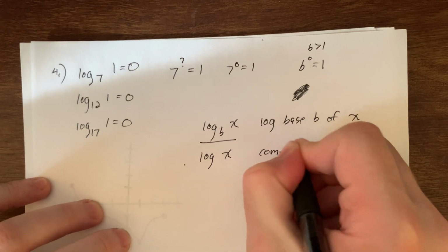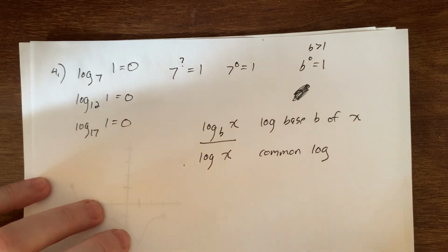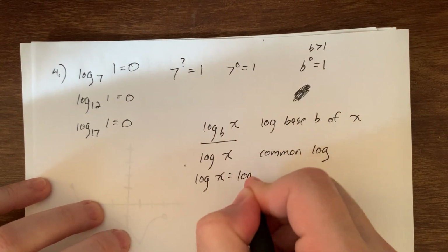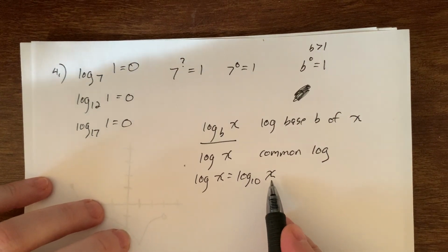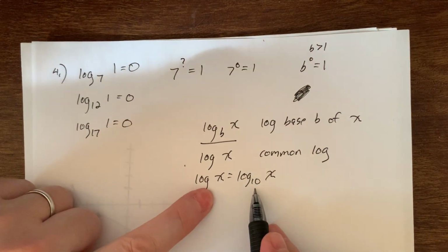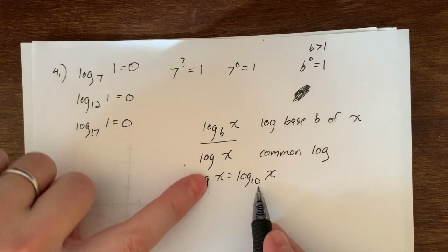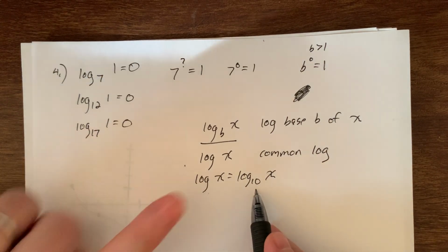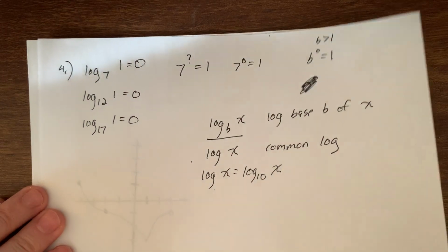This is referred to as the common log. And the common log, well, it's called the common log because it's used very commonly, specifically by engineers, and the common log is base 10. So if you're ever given a problem and it appears like someone forgot to write the base, you just have to know that is the common log and that is base 10. And that is one of the buttons you have on your calculator.